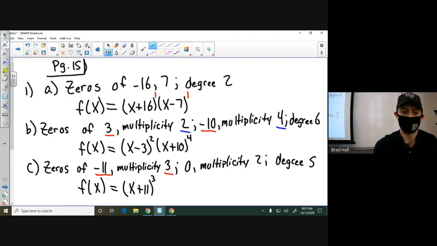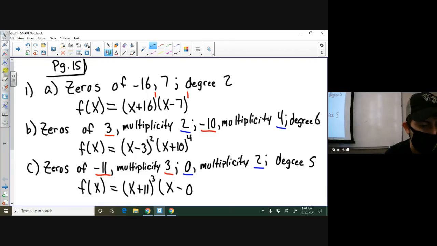And now the next one is 0, which sometimes trips people up with a multiplicity of 2. So really, if you want, you can think about this as x minus 0 with an exponent of 2. This one tends to trip up a few people, but you can use 0.